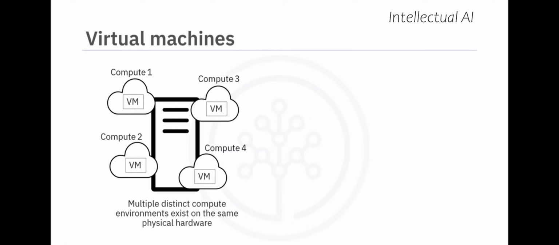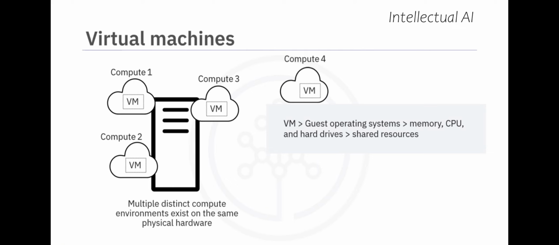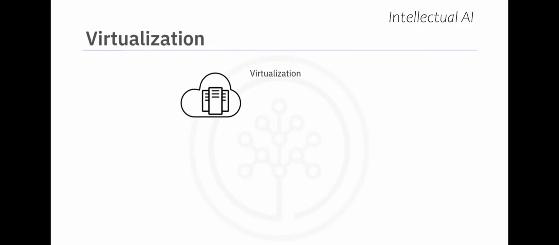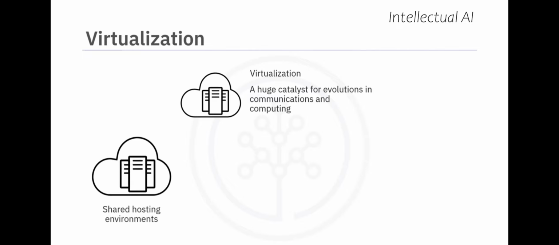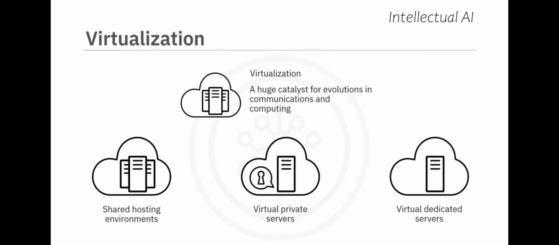Each virtual machine hosted guest operating systems that behaved like they had their own memory, CPU, and hard drives, even though these were shared resources. Virtualization thus became a technological driver and a massive catalyst for some of the most significant evolutions in communications and computing. Even 20 years ago, physical hardware was quite expensive. With the internet becoming more accessible and the need to make hardware costs more viable, servers were virtualized into shared hosting environments, virtual private servers, and virtual dedicated servers, using the same functionality the virtual machine operating system provided.